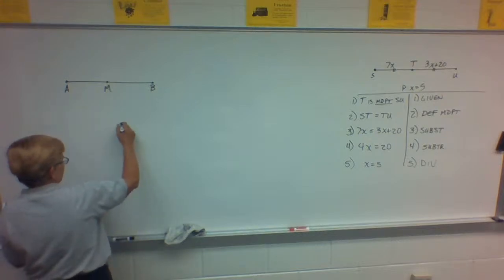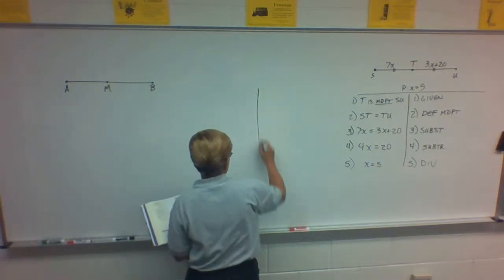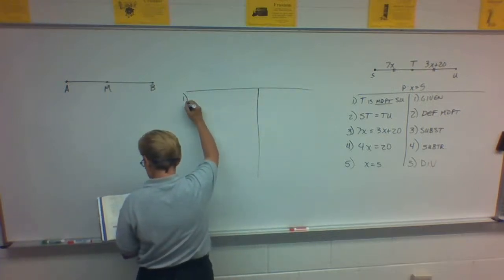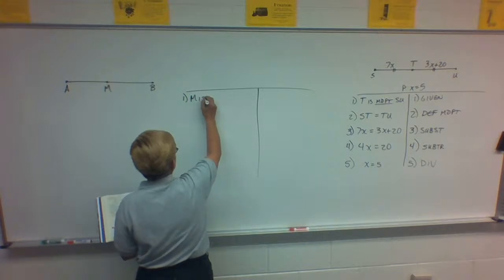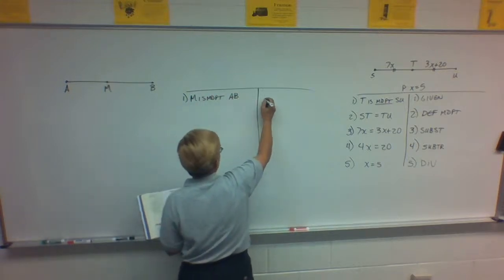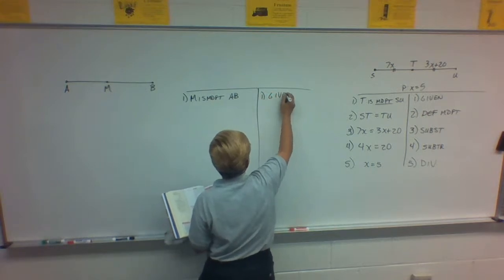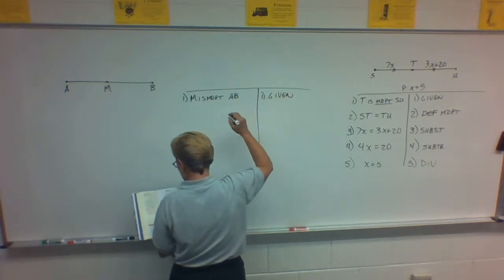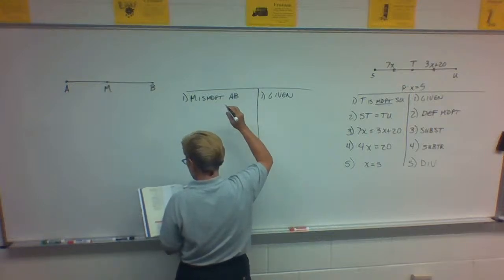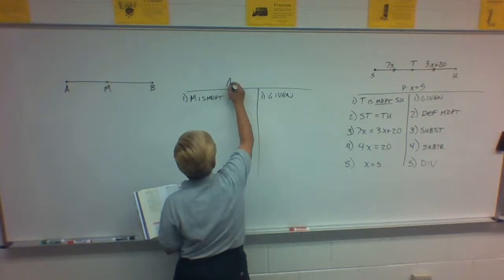So, in my proof, this is what I'm given. M is the midpoint of AB. What I ultimately want to prove is that AM is equal to half of AB.